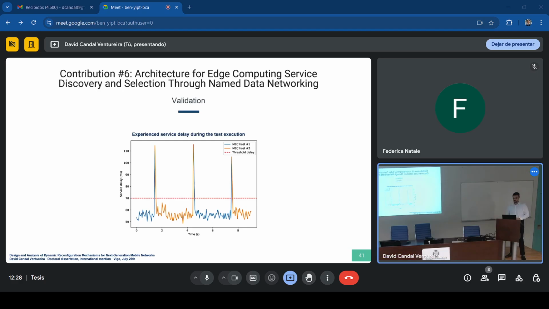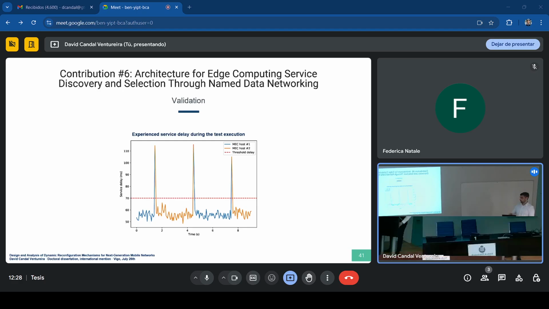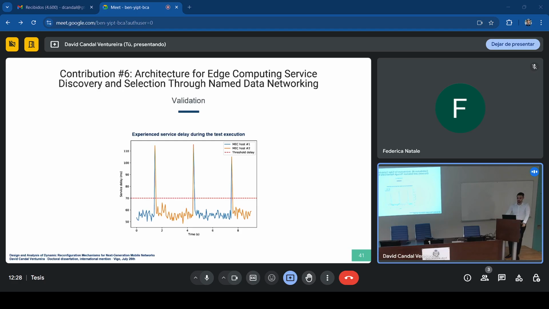The application in the end device was implemented following the procedure I described before. We measured the delay of the service while using the solution, triggering a handover, a simulated handover, every 2.5 seconds. And this is the result. Using the solution, the on-device is able to fix problems related to excessive delay in edge computing.